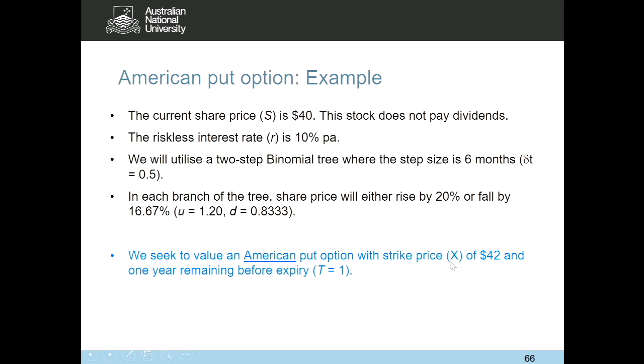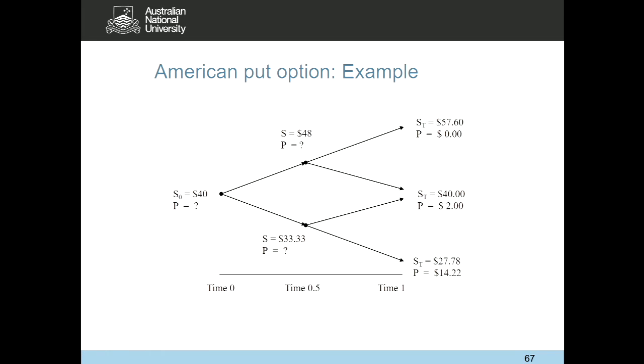Okay? And we were told the strike price of this American put option is 42, and we have 1 year to expiry. So that is all of the information. Again, we're going to draw the tree. The first step is always to draw your binomial tree.